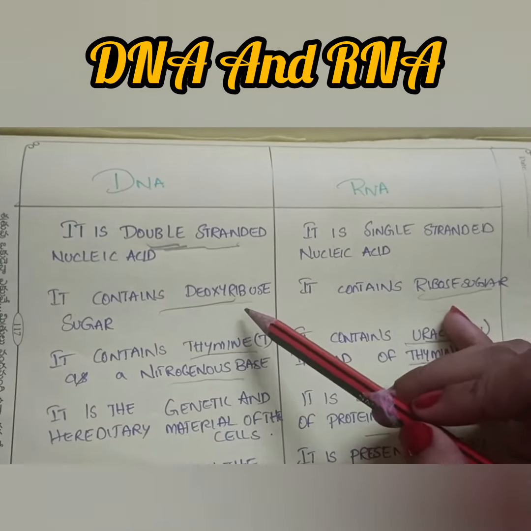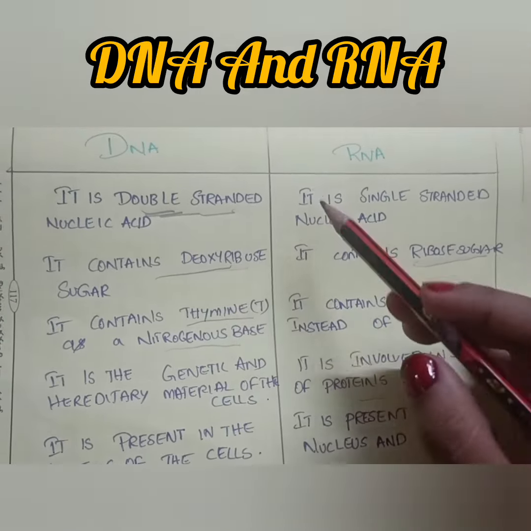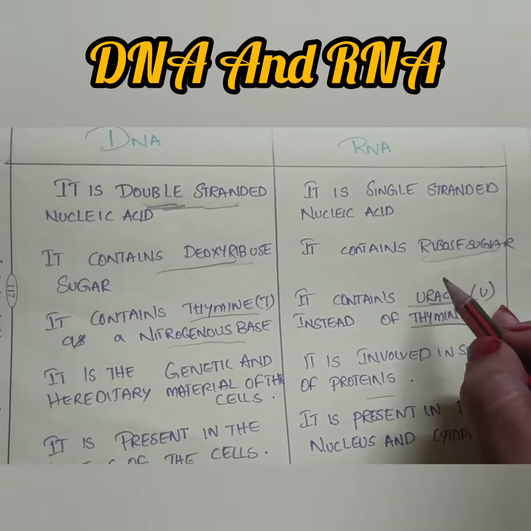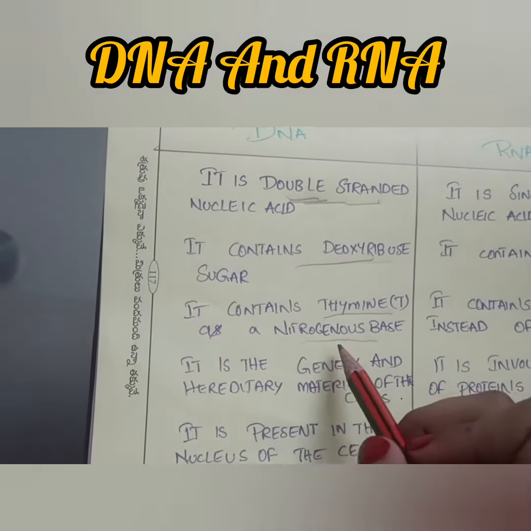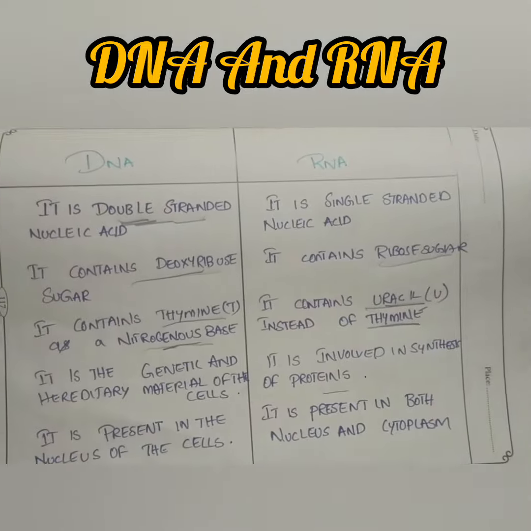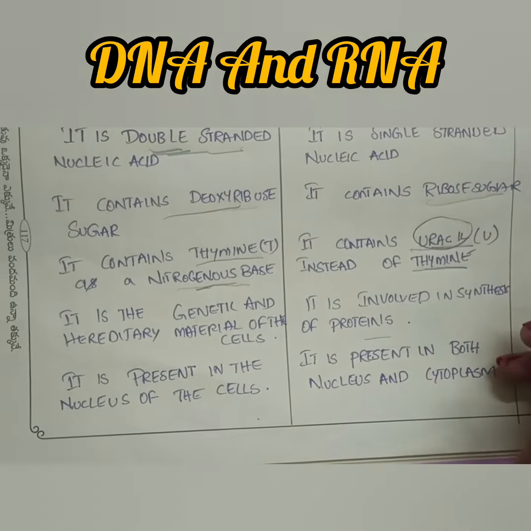That means the sugar present in DNA is deoxyribose, and while coming to RNA, the sugar present is ribose. DNA contains thymine as a nitrogenous base, thymine. And while coming to RNA, instead of thymine, uracil will be present.